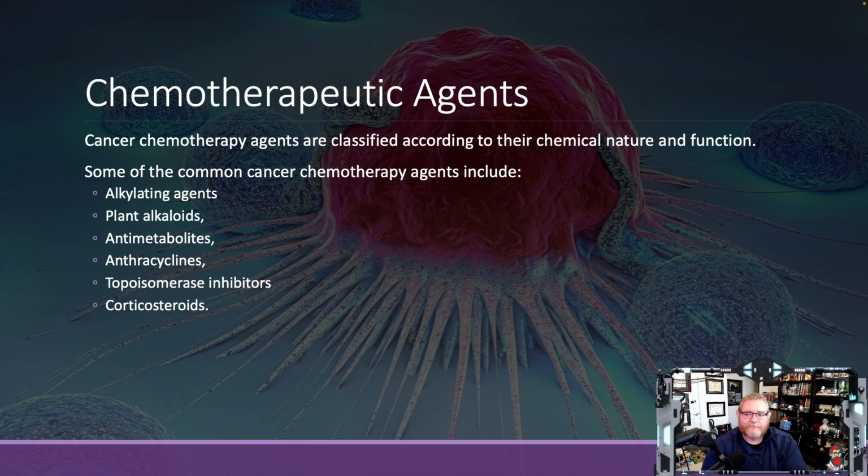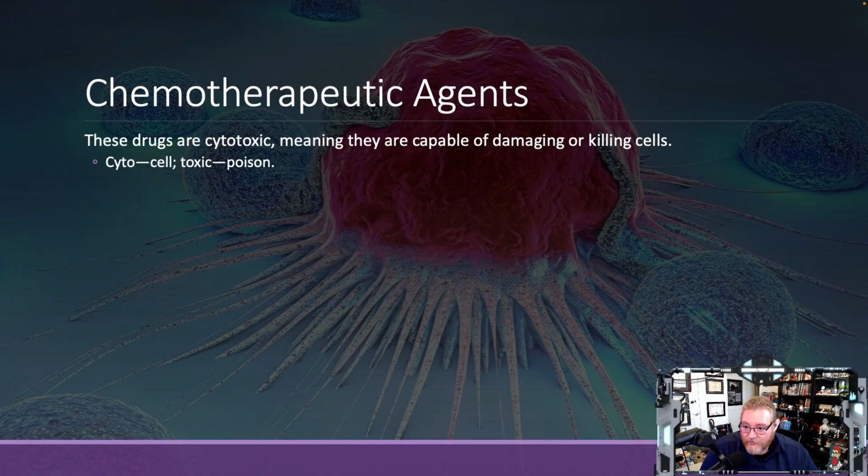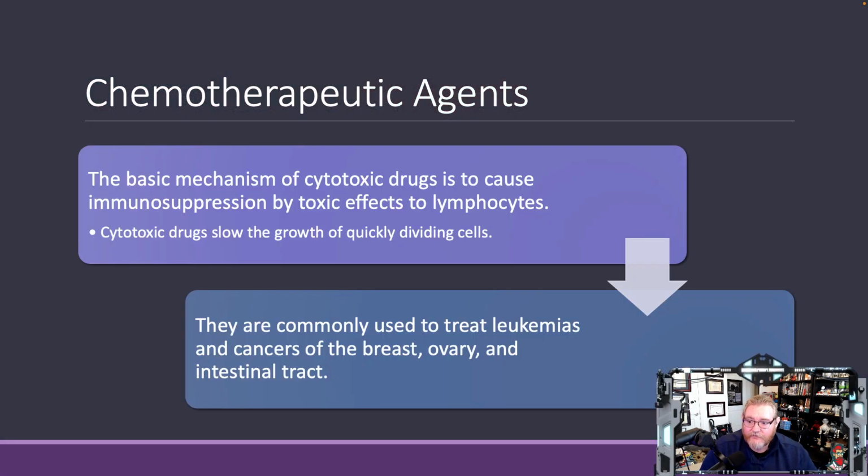Chemotherapeutic agents. Cancer chemotherapy agents are classified according to their chemical nature and function. Some of the common cancer chemotherapy agents include the alkylating agents, plant alkaloids, antimetabolites, anthracyclines, topoisomerase inhibitors, and corticosteroids. These drugs are cytotoxic, meaning they are capable of damaging or killing cells. Cyto meaning cell, toxic meaning poison.